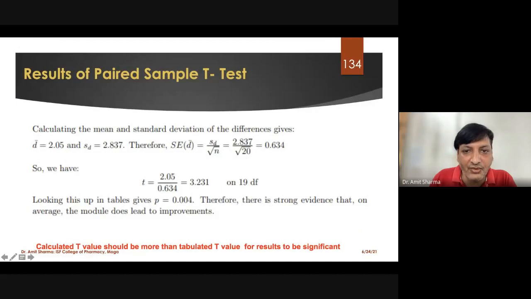Therefore, the standard error for the difference you can find out by this formula, that standard deviation divided by square root of n. You're going to get a value for SE, standard error of variance. So once you have the value of mean variance, you can calculate the t statistics, because the D bar value we have already calculated, that is 2.05, and the variance which we have calculated is this one.